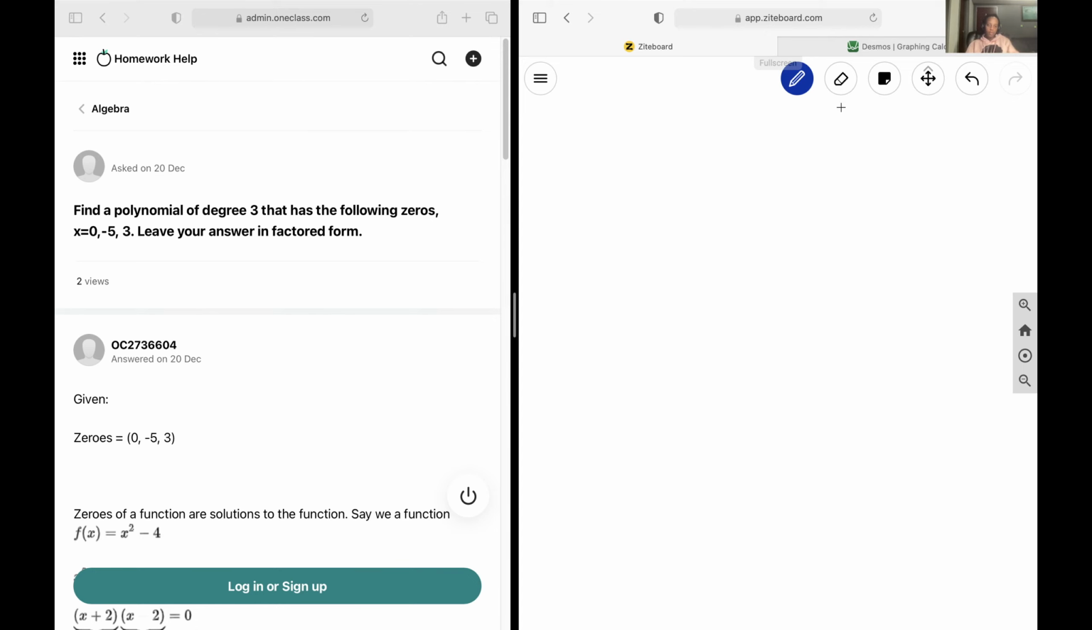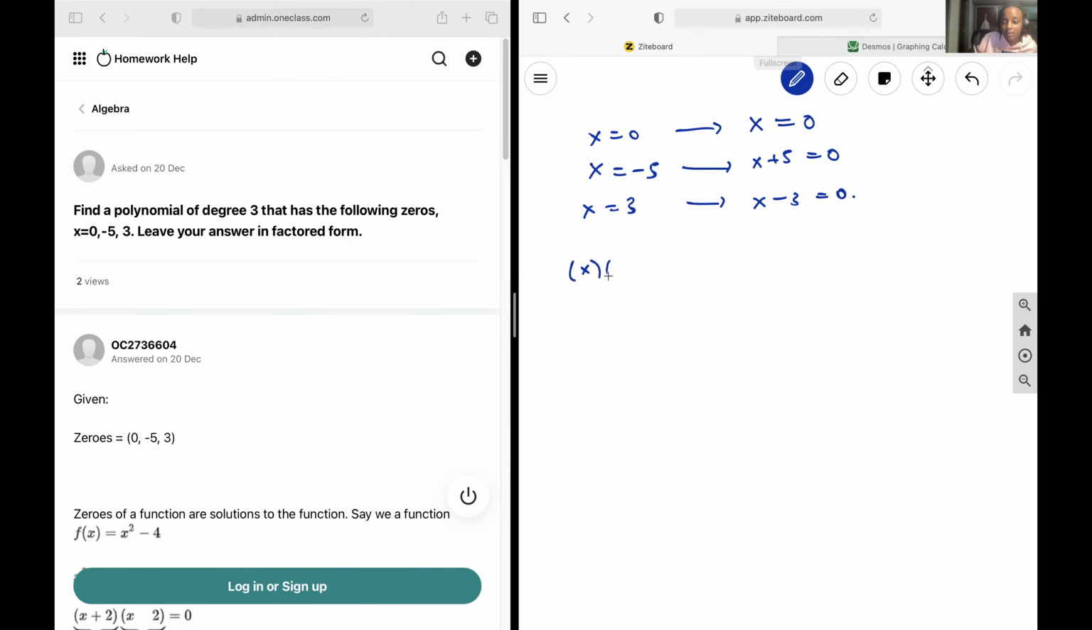Okay, next up we'd like to find a polynomial of degree 3 with the following zeros. So it's of degree 3, and we have 3 zeros, so they're all to the power of 1. And so for x is equal to 0, this simply means x is quite literally equal to 0. For x is equal to negative 5, that corresponds to x plus 5 is equal to 0. And for x is equal to 3, that corresponds to x minus 3 is equal to 0. And so when we put that all together, we get x times x plus 5 times x minus 3 is equal to 0 as our polynomial.